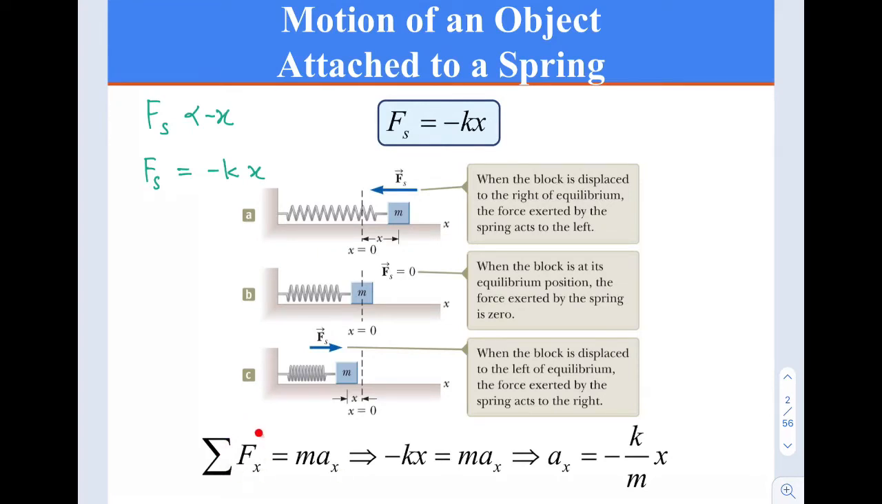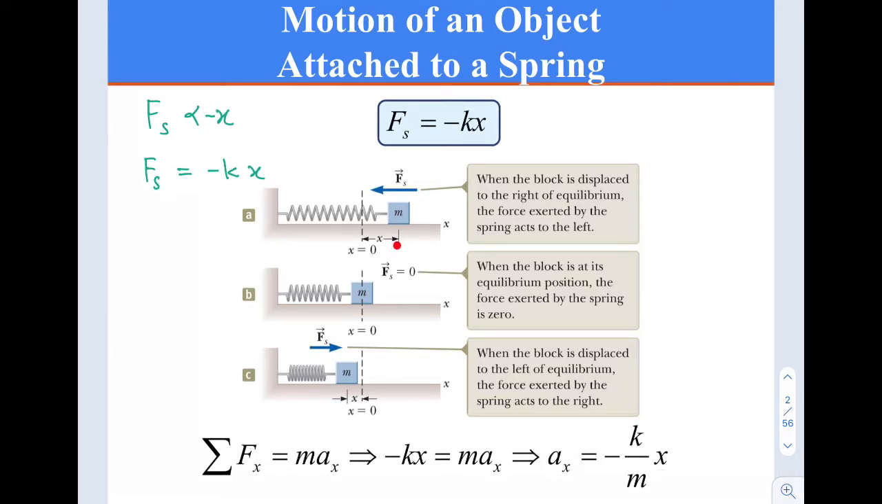Okay, and this force is also negative kx. Therefore, we will have negative kx equivalent to max, which we can rearrange to get ax equivalent to negative k over m times x. So this k over m is a constant. K is the stiffness of the spring, m is the mass of the block. So the one that is going to vary is x. It means that the acceleration of the mass spring system is going to vary according to x.